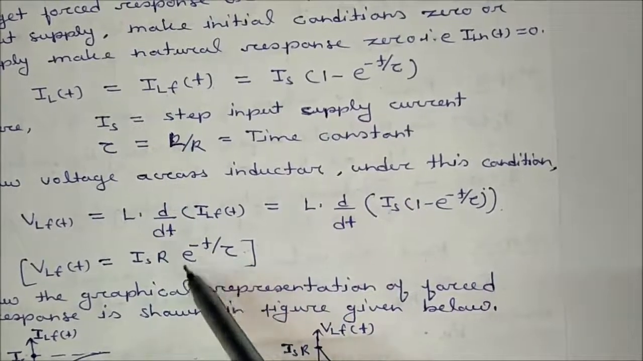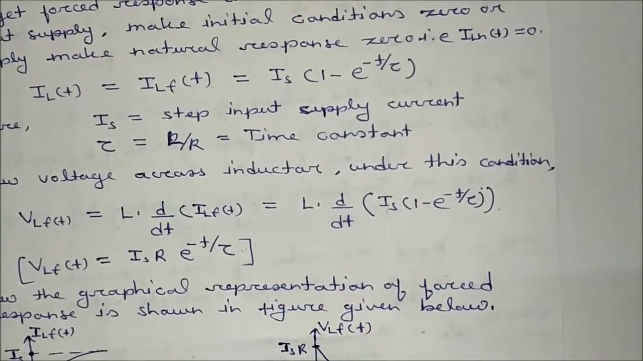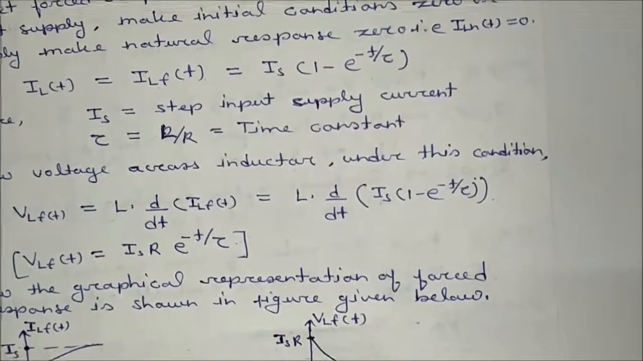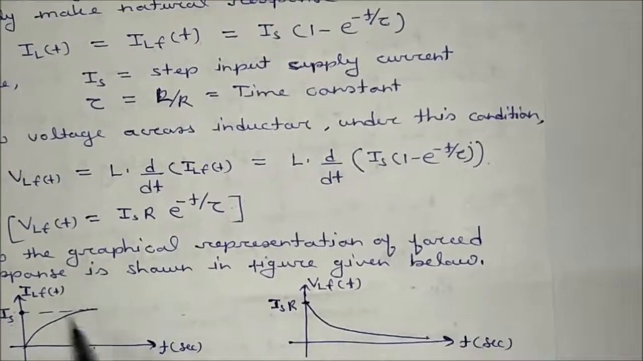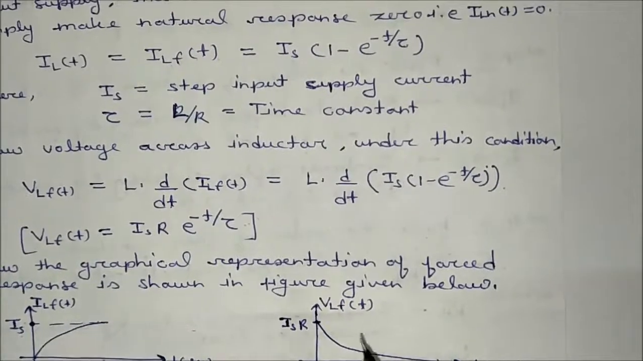When t approaches infinity, it will become 0. That means it is an exponentially decaying component. So this is the graphical representation of current, and this is the graphical representation of what? Voltage.